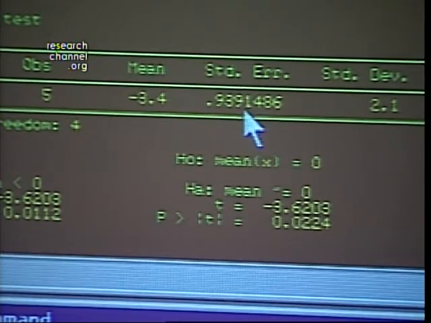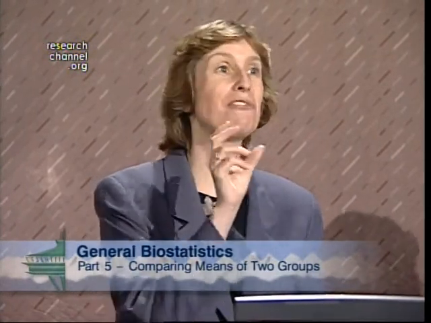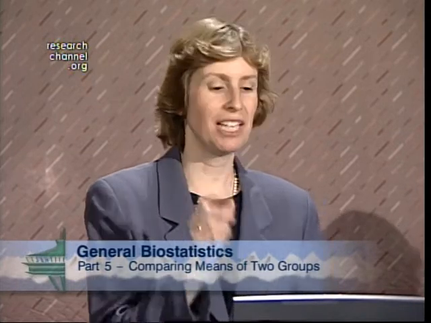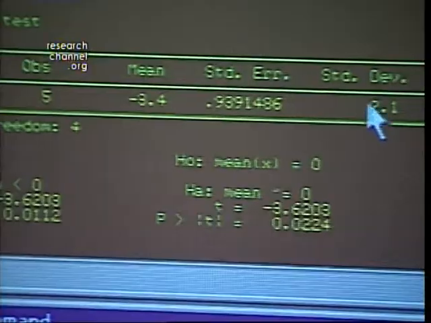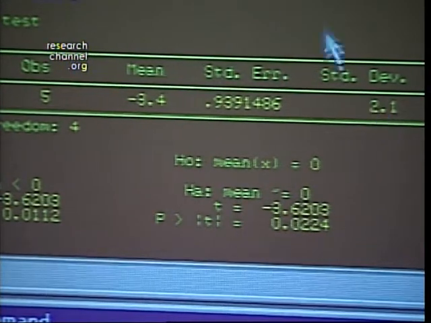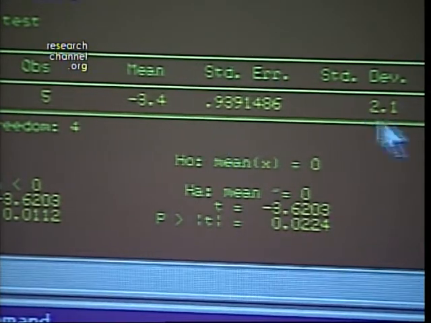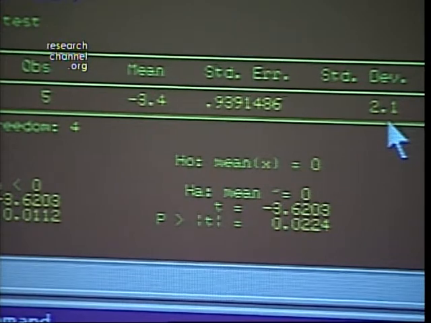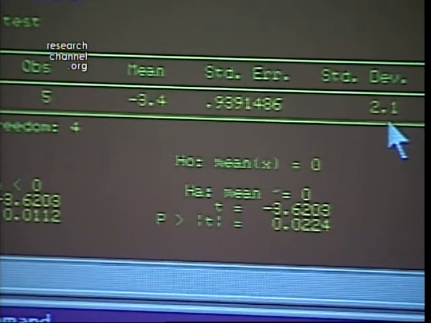So am I advocating never reporting standard errors? No. I'm just advocating that if you report a standard error, you should very clearly define it as being a standard error. And this one is the standard error of the mean. It's not the standard deviation of the sample, it's the standard error of the mean, whereas S, the standard deviation, is the standard deviation indicating variability in the sample. Just two different measures.